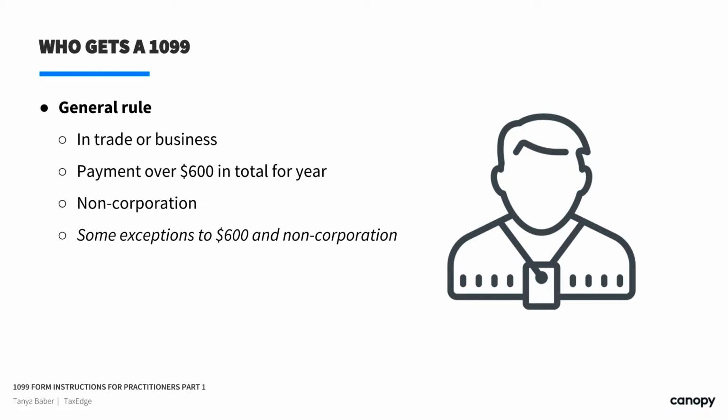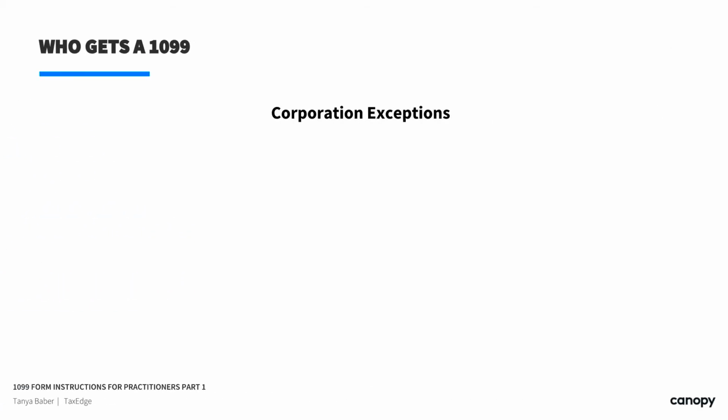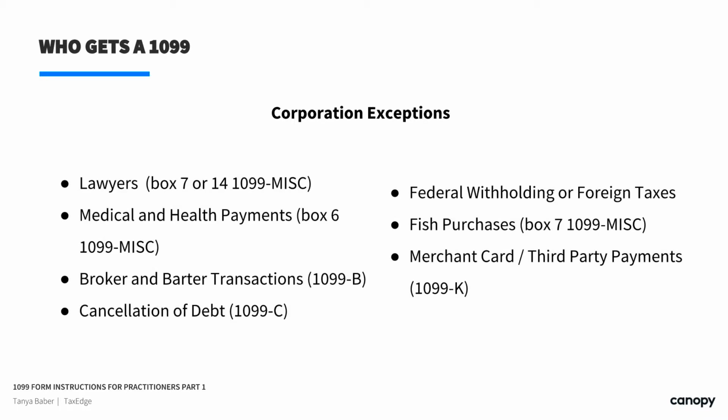So now we get into the fun of all the details, right? What about exceptions to the corporation rule, where we say, nope, it doesn't matter. Even if they're a corporation, in this case, you're going to have to give this person a 1099. Well, believe it or not, lawyers, the IRS doesn't trust them at all. So they have a big exception. They said, I don't care if you're a corporation. Lawyers, if they are reported in Box 7 of a 1099-MISC or Box 14, no exceptions for them if they're a corporation. We want to know about all the lawyer payments.